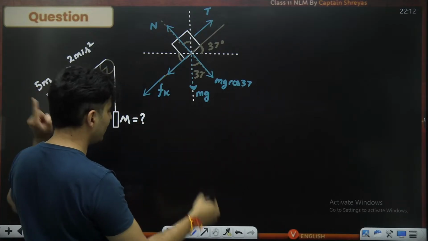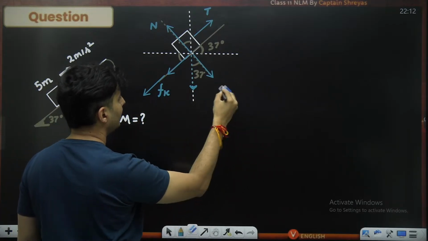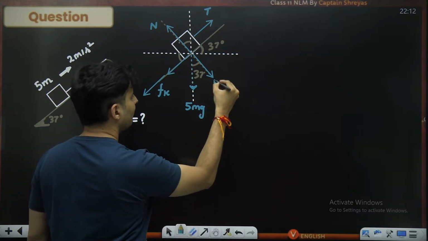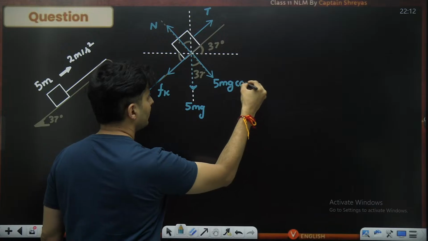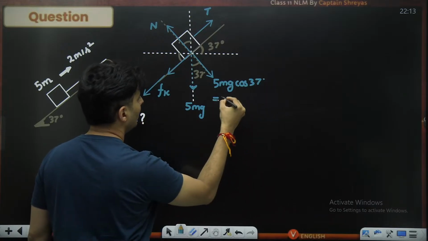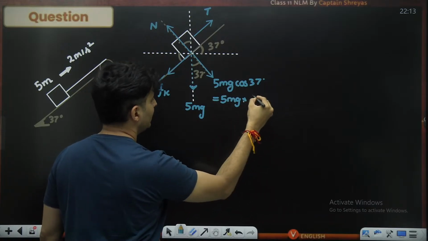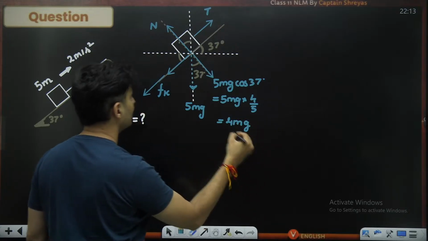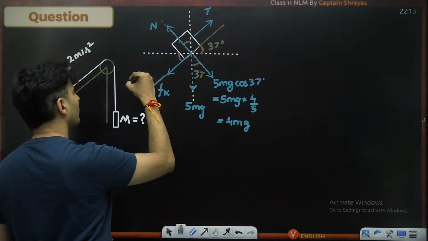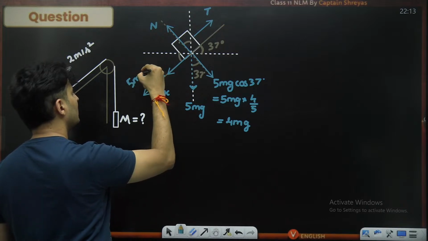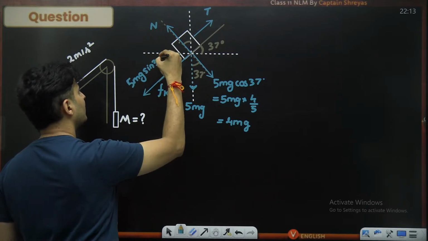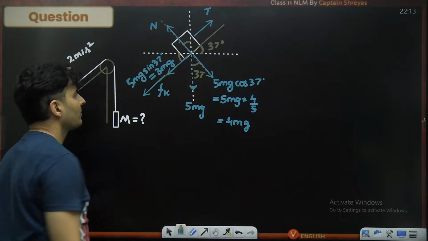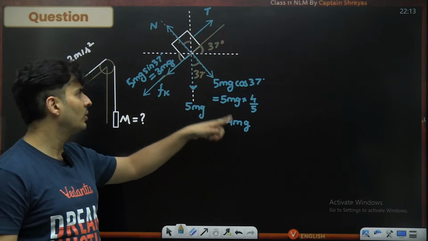Oh, but wait a minute, the mass is actually 5 m, so weight will be technically 5 mg. So this will be 5 mg cos 37. Now cos 37 is 4 by 5, 5 cancels, so it will become 4 mg. Same way, this one will become 5 mg sine 37. Sine 37 is 3 by 5, 5 cancels, so it will become 3 mg. Is that clear? Why it is 3 mg, why it is 4 mg?